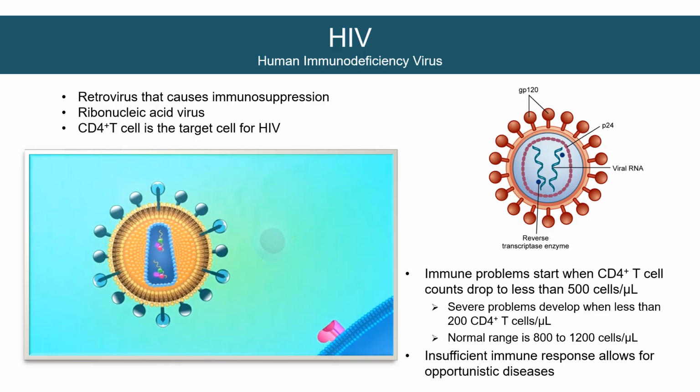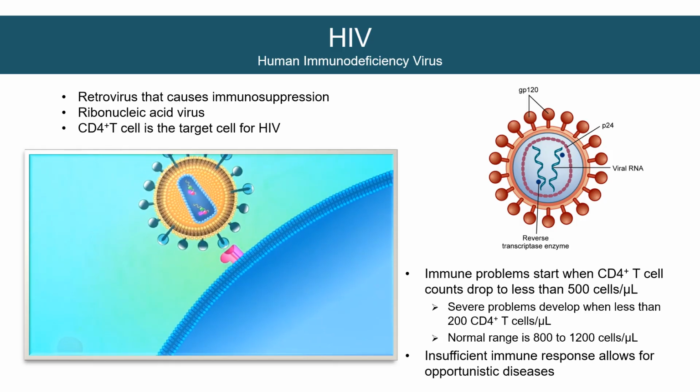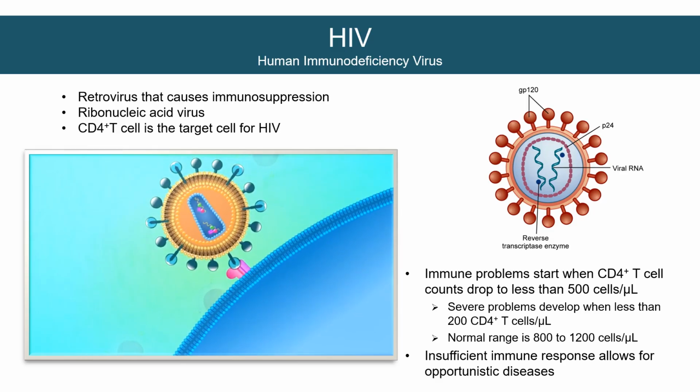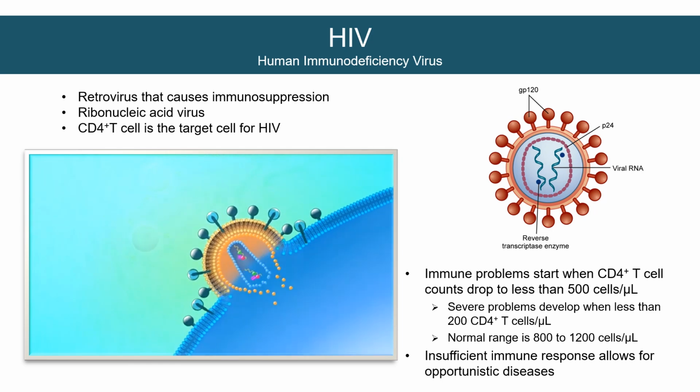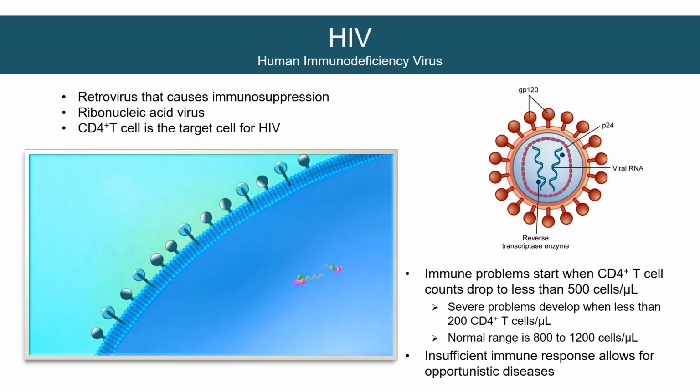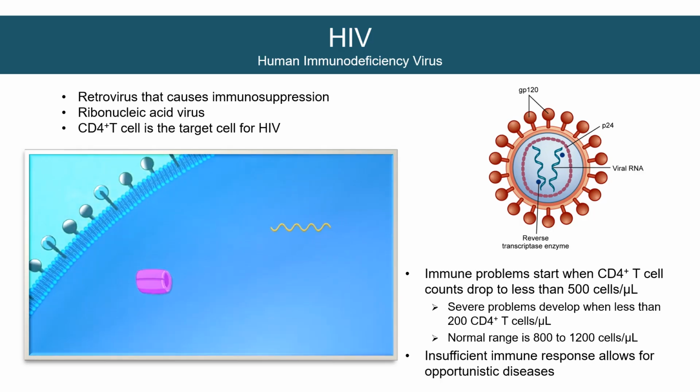Initially, the GP120 protein on the virus is only able to bind to a cell surface protein on the macrophage called the CD4 receptor. A second receptor protein, CCR5, must also be present on the macrophage for the virus to enter the cell by endocytosis. Viral RNA and enzymes are released into the cell's cytoplasm.